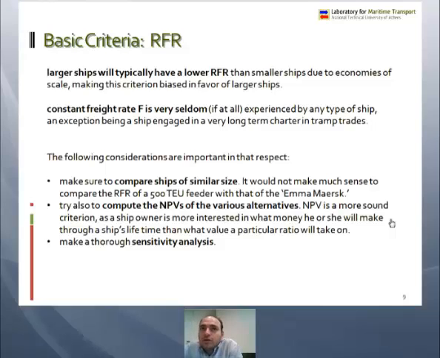In addition to computing the required freight rate, please also try to compute the net present value of the various alternatives. Net present value is a more sound criterion, and my personal opinion is that this is better than the RFR criterion. I mean, RFR is probably easier to communicate to the ship owner, but that's a ratio, and as I told you, all ratios ignore scale. It will be good to calculate and consider the RFR, but also compute the net present value for the various alternatives.